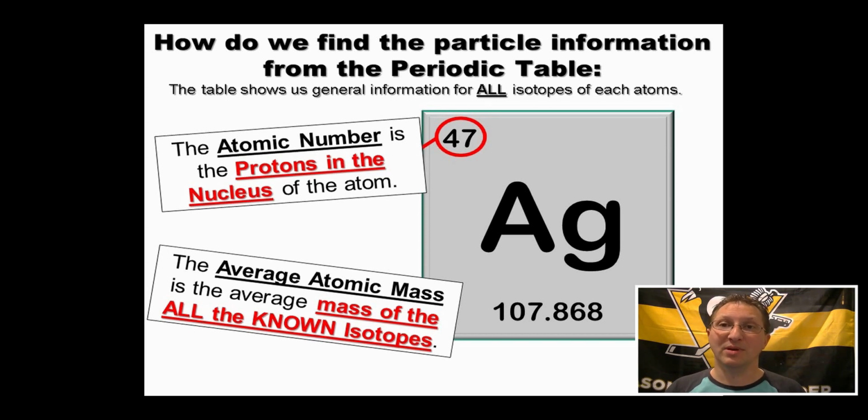That's the atomic number. We'll talk more about how the periodic table is arranged, but right now, every square is going to have an atomic number and an average atomic mass. The average atomic mass is the average of the masses of all those isotopes, and the atomic number is the number of protons for every isotope.